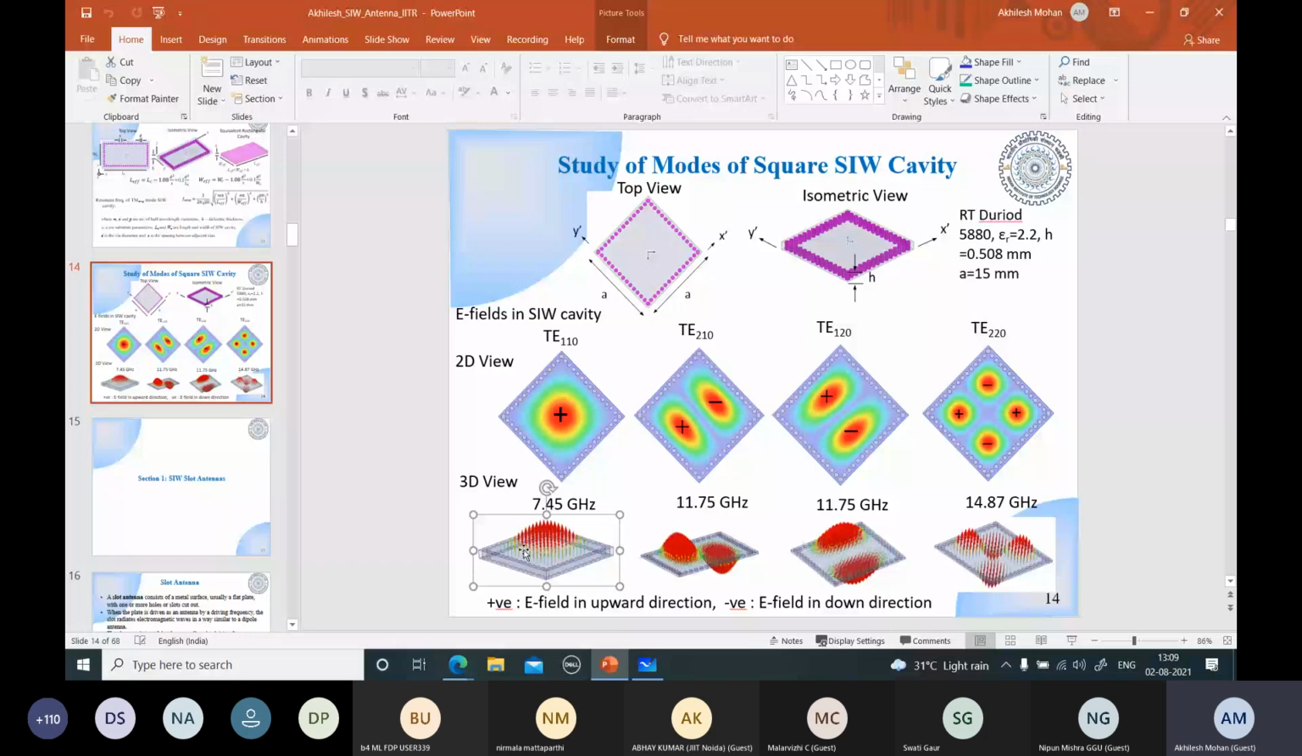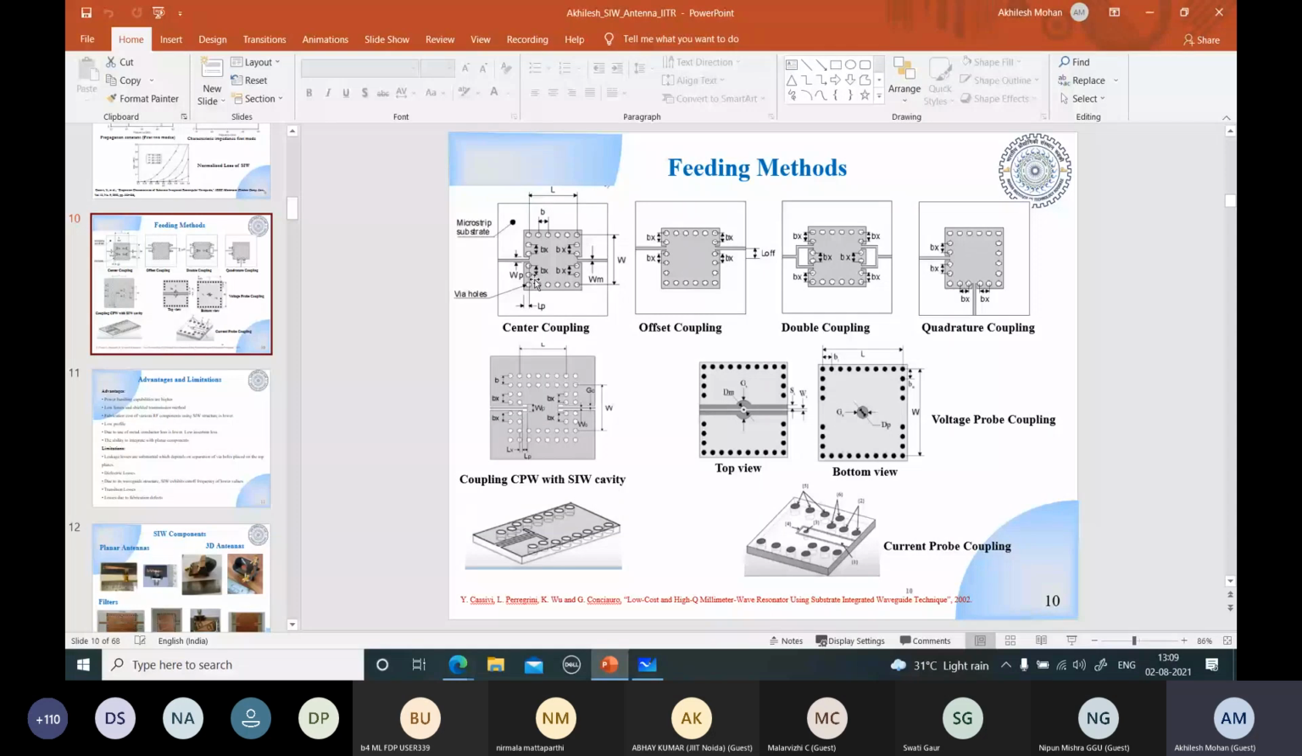Yes, sir. Sir, any standard procedure for inset feeding, sir? Formula. See, again, it is trial and error. It's not a standard. I have shown you different types of feeding mechanism. You just design the feed. You can find in the literature different types of transitions available. You design it and you will get it from there. You check at that frequency whether the particular mode is getting excited or not.